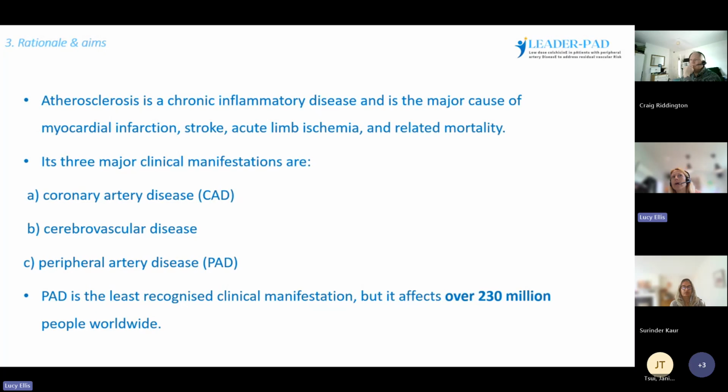So just to give a bit of background to the rationale and aims of the study. Atherosclerosis is a chronic inflammatory disease, and it's one of the major causes of MI, stroke, acute limb ischemia and related mortality. And it has 3 clinical manifestations: coronary artery disease, cerebral vascular disease and peripheral artery disease. Although PAD is the least recognised of those 3, it still affects over 230 million people worldwide.